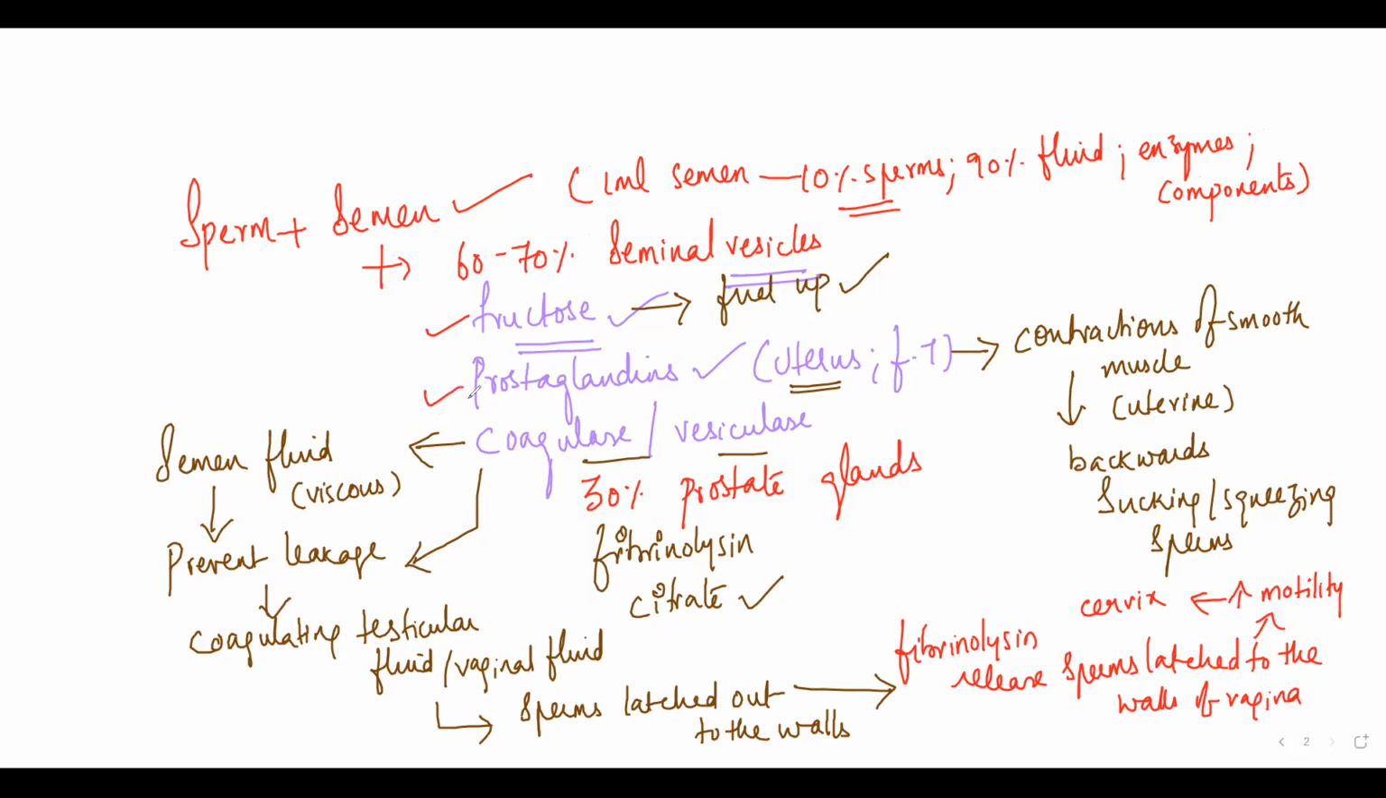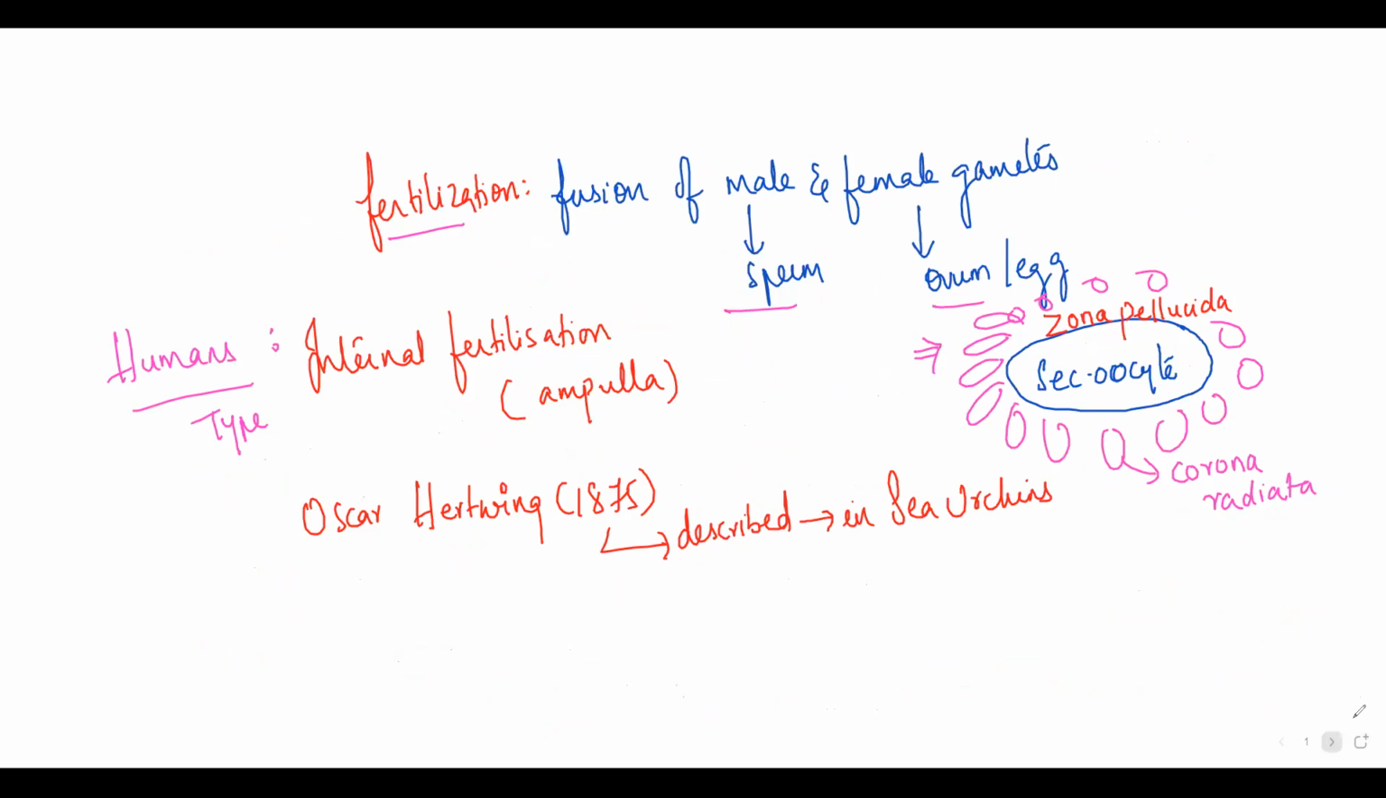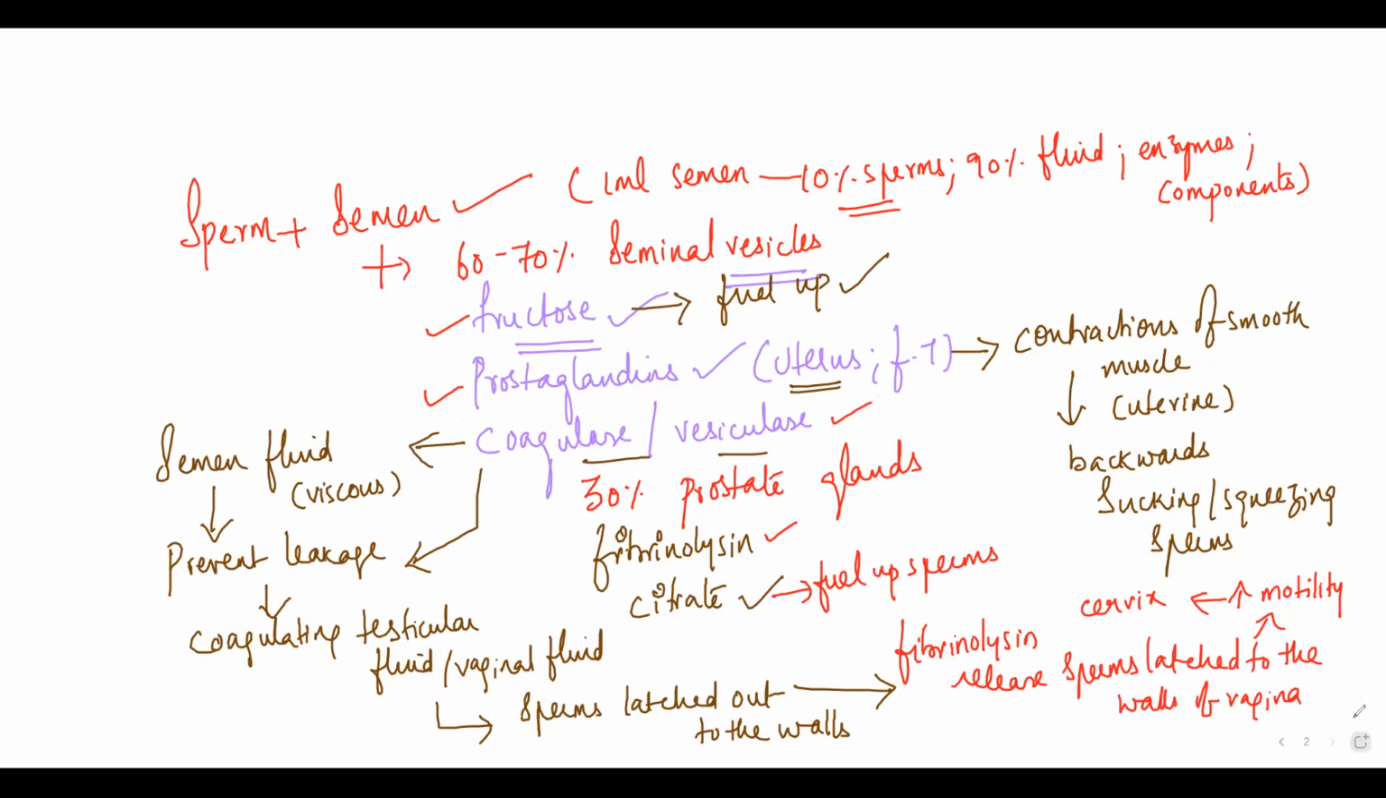And the prostaglandins are bringing the contractions. The coagulase is coagulating to prevent the leakage of the semen. The fibrinolysin is bringing back the movement and releasing the locked-out sperms in the coagulated media. And the citrate is also going to fuel up the sperms. So these are all the things that you can see as the composition of the semen which has been ejaculated in the vagina. Then speaking about your ova.